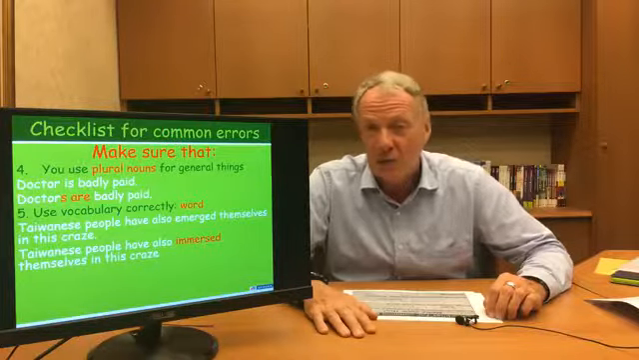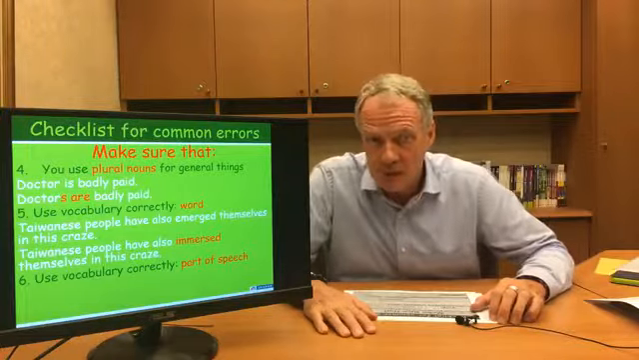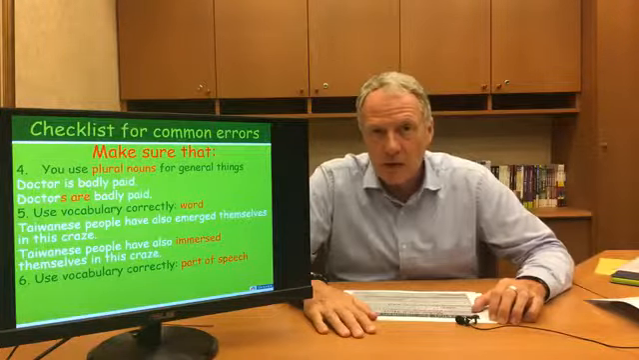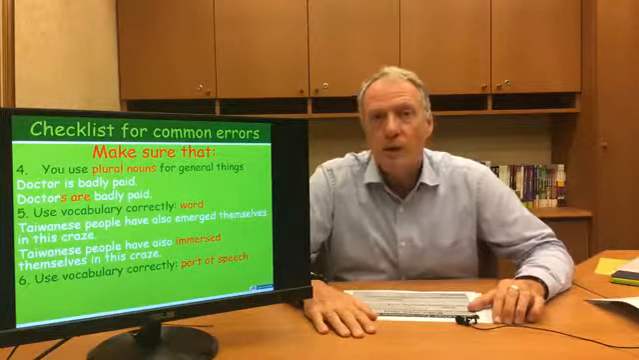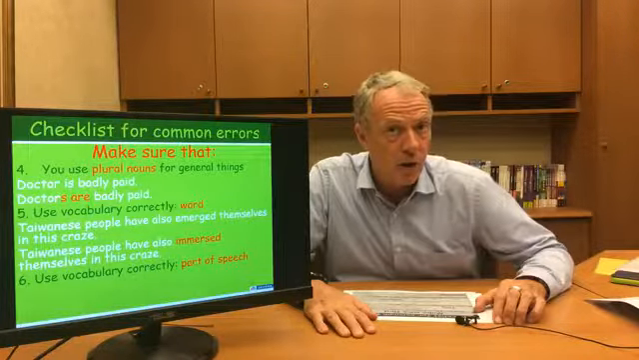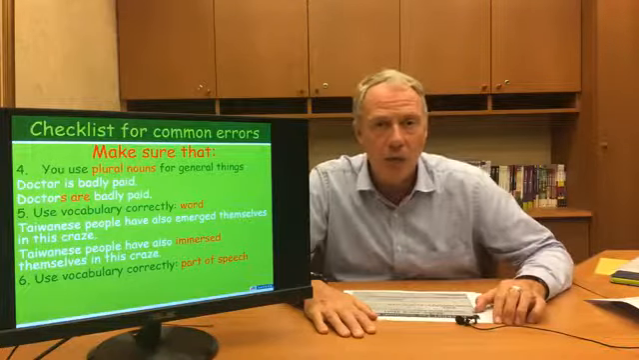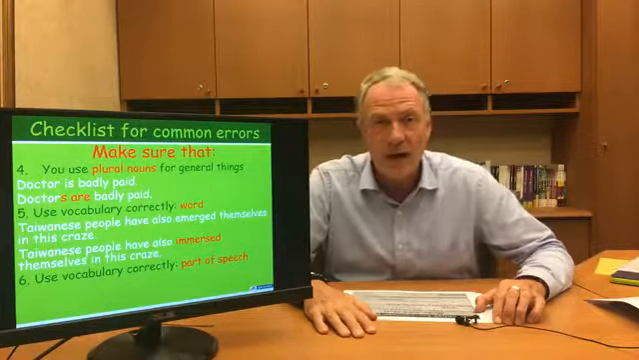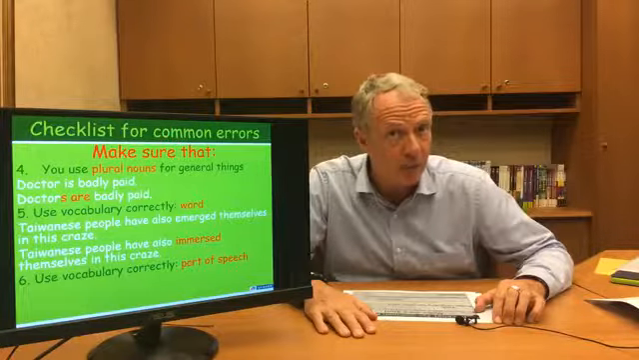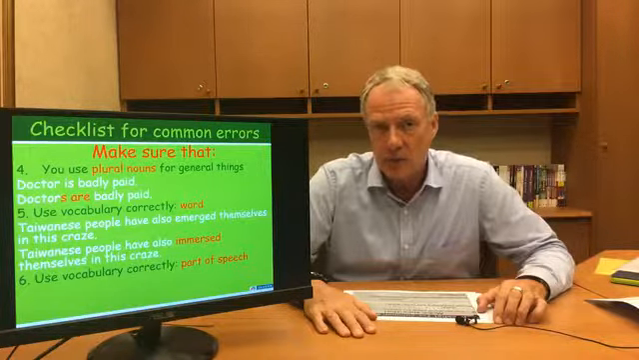Okay? Now another common mistake that people make with vocabulary, number 6 on our checklist, is that they use the right word, but they use the wrong part of speech. What does part of speech mean? Part of speech means a noun or a verb or an adjective or an adverb. And you must make sure that you use the correct part of speech.